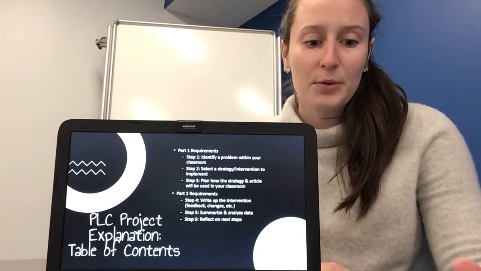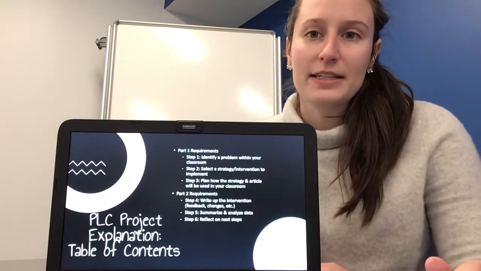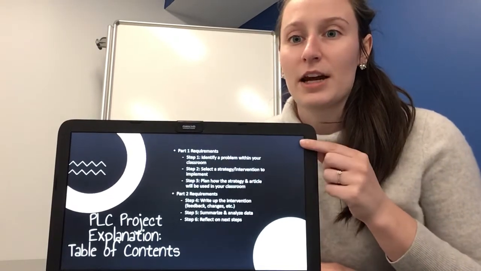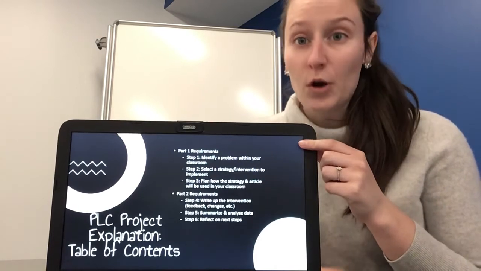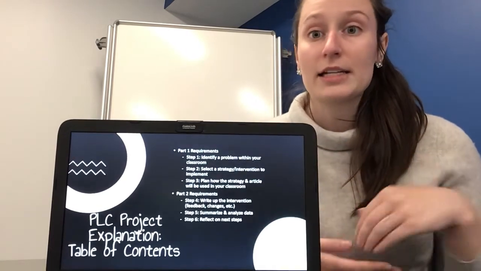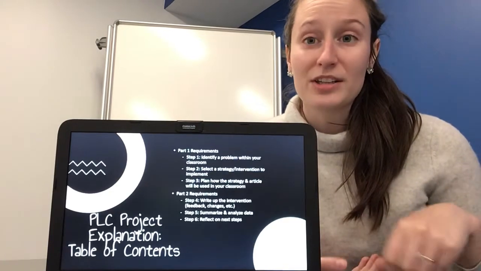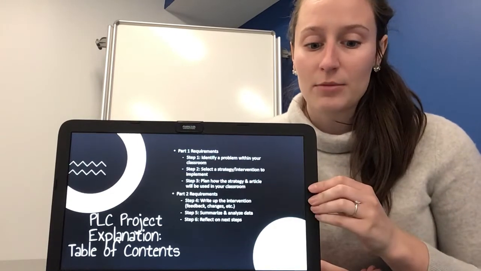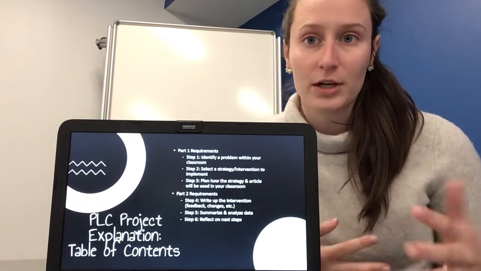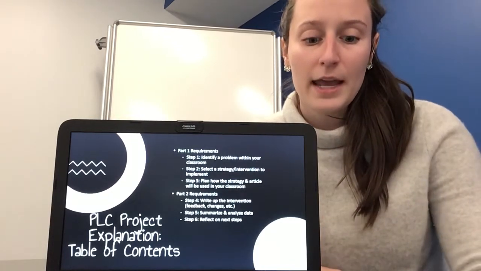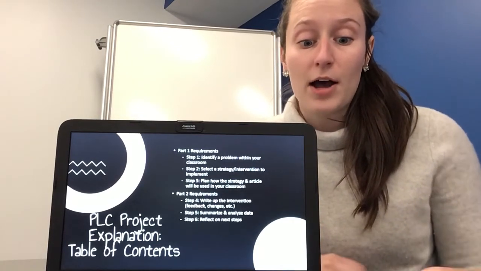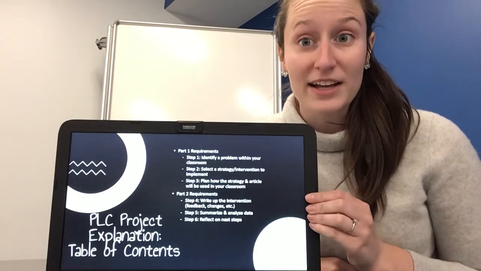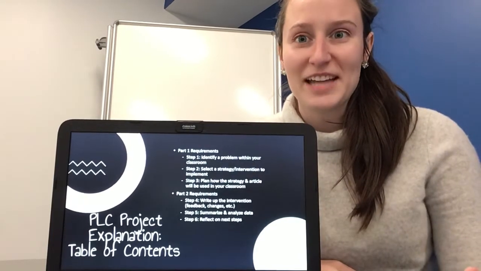In this PLC project, this is a little bit more like a table of contents, so this is exactly what is going on. Here you see there is a part 1, which is the requirements. That would be identifying the problem in the classroom, selecting that strategy or intervention, which is a management system. And then step 3, we're going to plan that strategy and talk about that article that supports the strategy that we're using. Then the part 2 requirements, we'll have talking about that intervention, the feedback changes, and then we'll summarize and analyze that data, and then we'll reflect on those next steps.